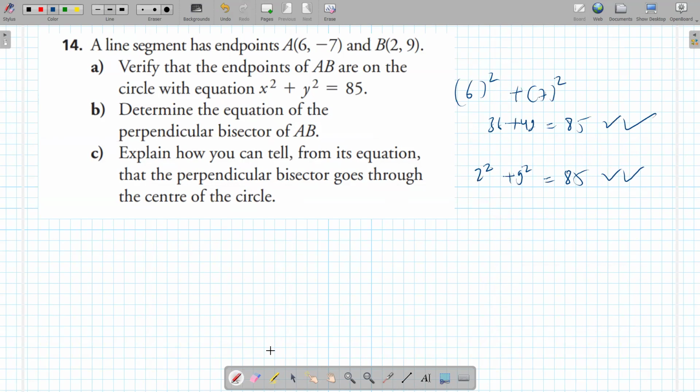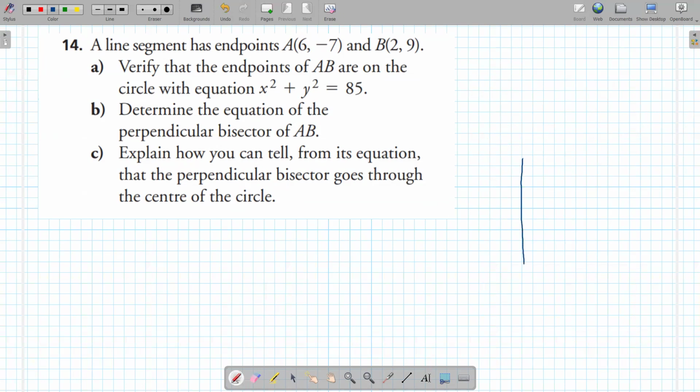Part B, determine the equation of the perpendicular bisector of AB. All right, so 6 and -7. Let's say this is point A. And then B is 2, 9. Let's say this is B. The question's asking us to find the perpendicular bisector of this line. Do you remember what a perpendicular bisector is? It's like a line through the middle.